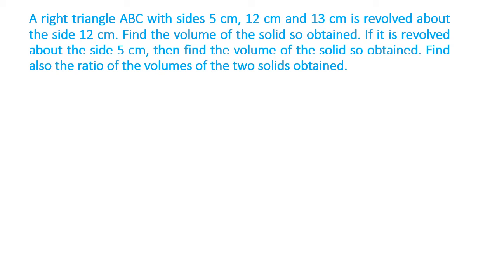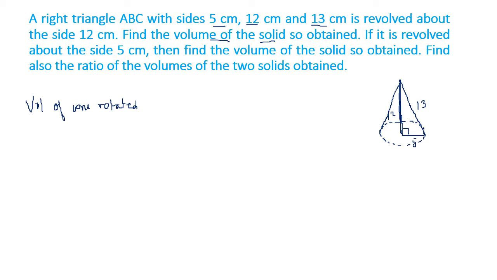Now the next sum: we have a triangle with sides 5, 12 and 13. So first draw it. It's a right angle triangle with sides 5, 12 and 13. You can check by Pythagoras theorem that this is a right angle triangle. Now it is revolved about the side 12. So you can see this side 12 is kept as it is and it is revolved around the 12. So it will form a cone. Find the volume of the cone, the solid cone that is obtained. So let us find the volume of the cone.